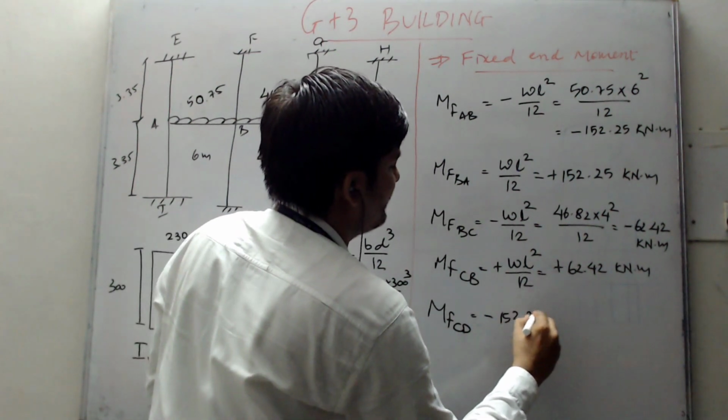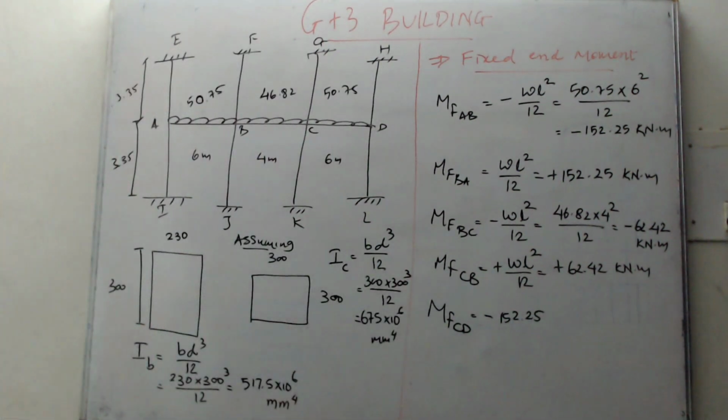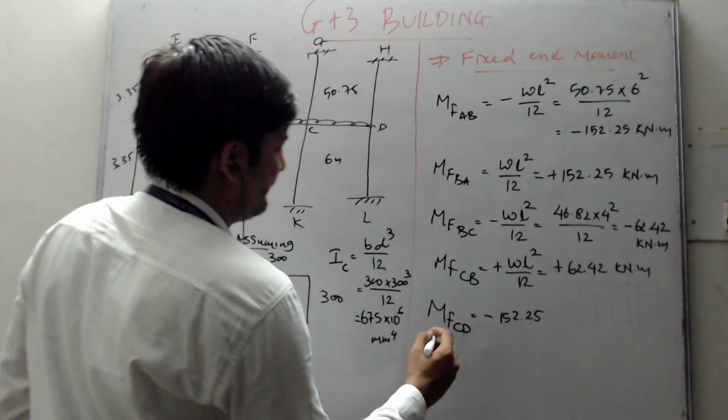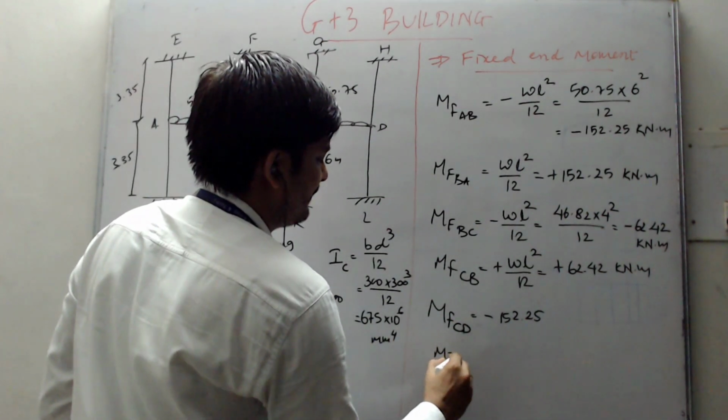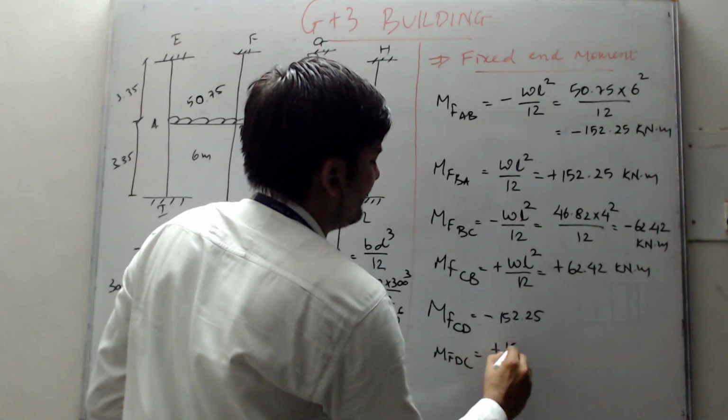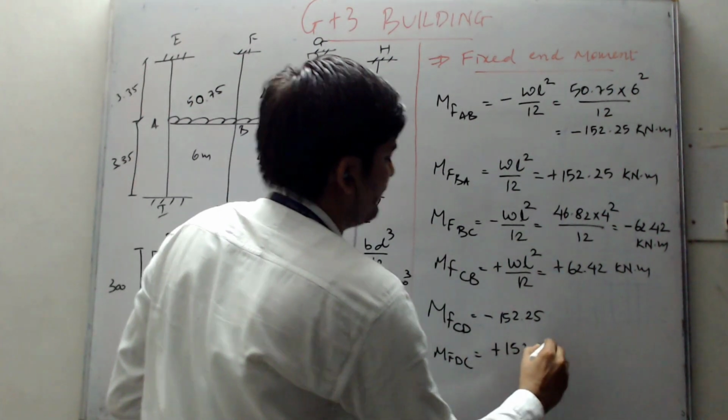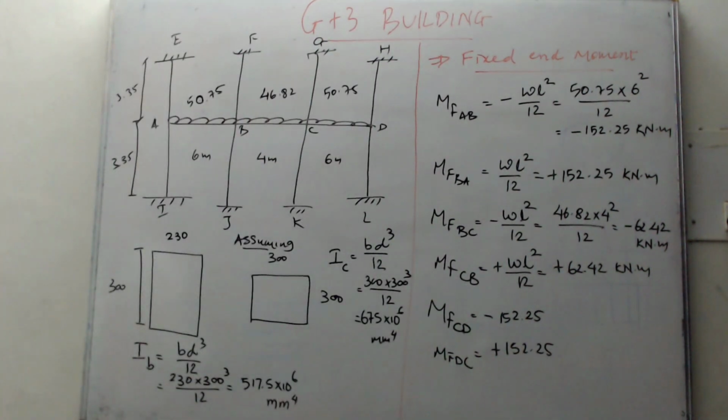Is it? MFCD is minus 152.25 and MFDC is plus 152.25. Right, so we have calculated the fixed end moments. So this is how you can calculate your fixed end moments using the direct formula.